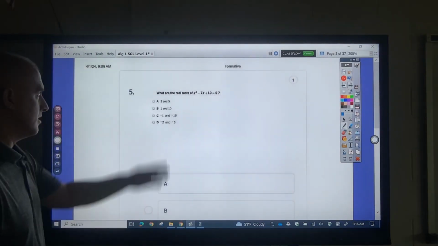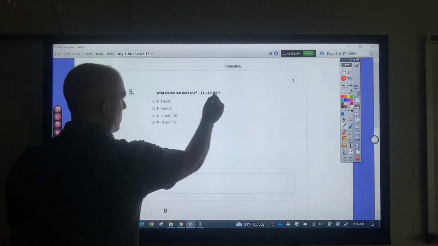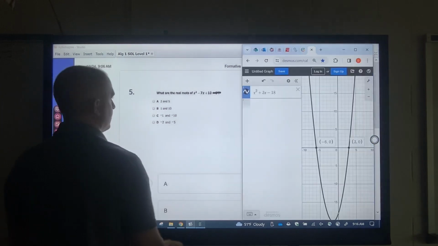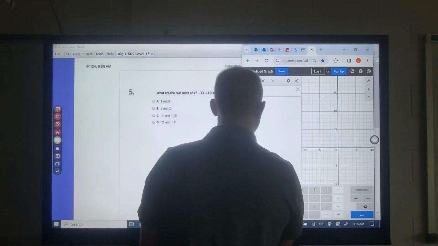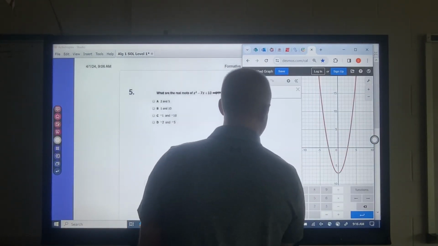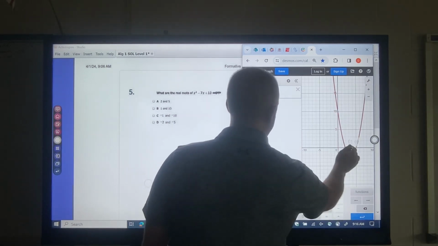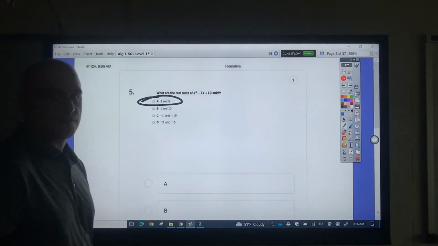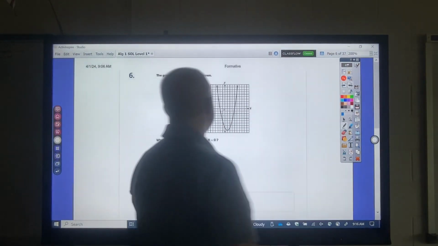Once again, I don't need to put in the equals 0. So I can do x squared minus 7x plus 10. Crosses at 2 and crosses at 5. 2 and 5. None of these am I picking up a pencil for.